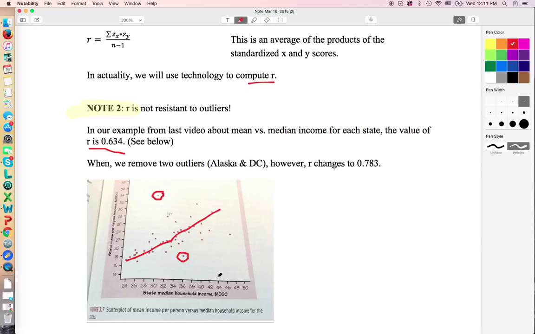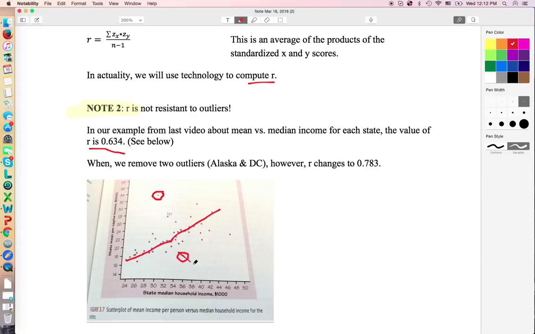So this is D.C., and this is Alaska. Here we have the reverse situation. We have a high median, but a low mean. And my speculation would be because in Alaska, every resident receives a subsidy from the government, that's going to bump all of the median household incomes up a little bit. So these are our two outliers.